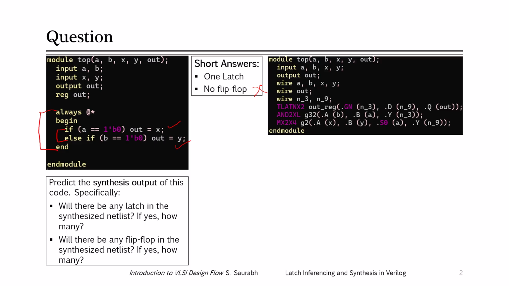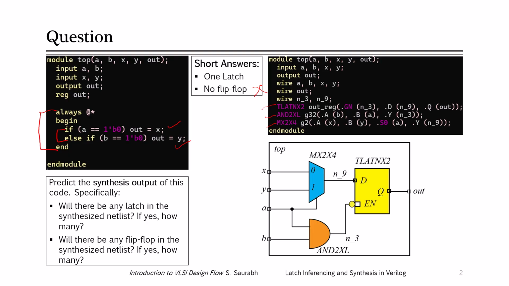Just to show you, if we do the synthesis of this RTL, a commercial synthesis tool produced the netlist which is shown here. In this netlist, there is a latch, an AND gate and a 2-to-1 multiplexer. The schematic of this netlist is something like this. There is a latch which is driving the output port out, and the data path of this latch contains a multiplexer. The multiplexer selects between x and y depending on the value of a, and the enable logic contains an AND gate, right?